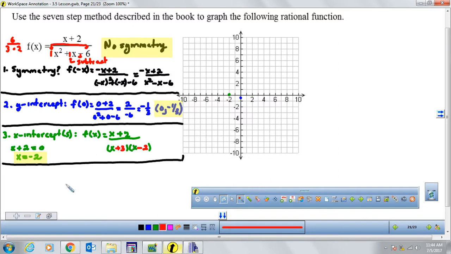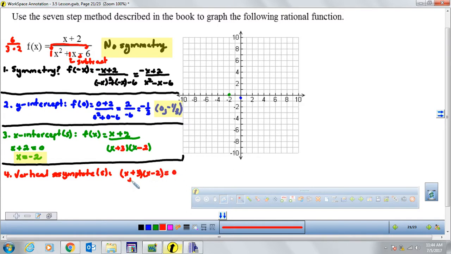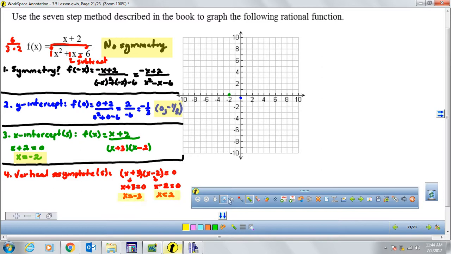Now, how do we find number 4, which is the vertical asymptotes? By finding the zeros of the denominator. So we're going to say x plus 3 times x minus 2 equals 0. If I solve for x, you get x plus 3 equals 0, and x minus 2 equals 0. So x equals -3 and x equals +2. Those are the vertical asymptotes. And automatically we already said that there are no holes, because there is no factor that can be removed.